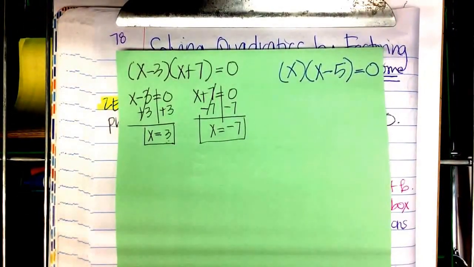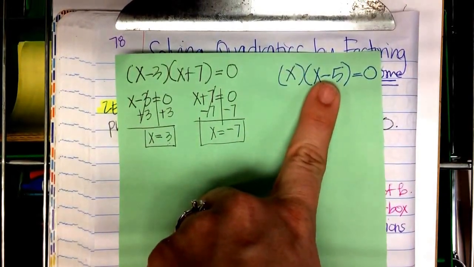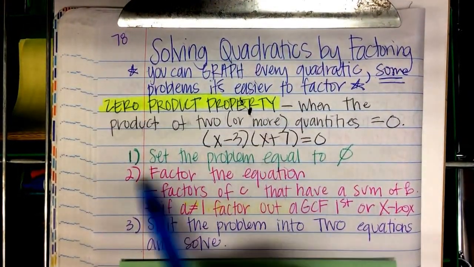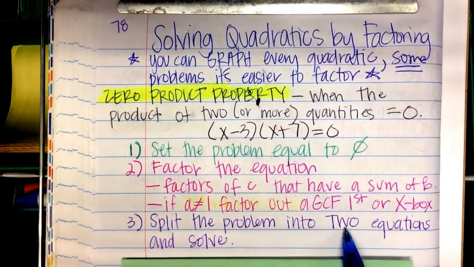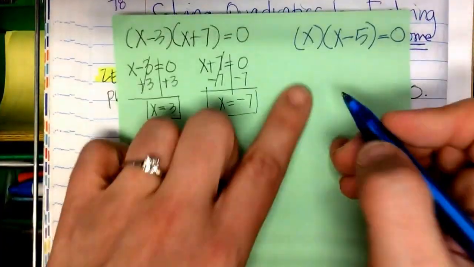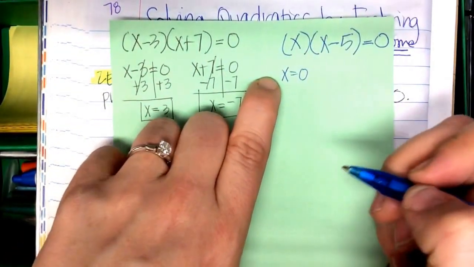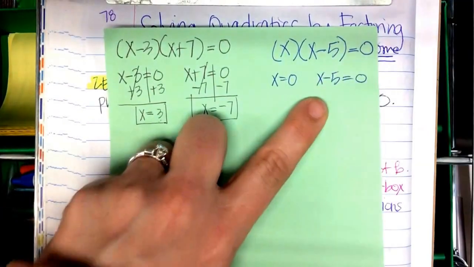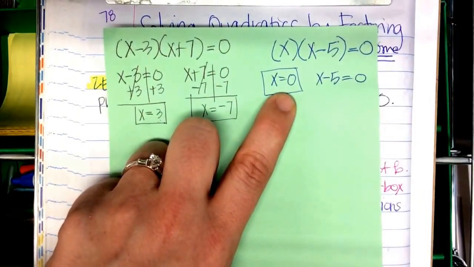So this is already factored. My first factor is x. My second factor is x minus 5 equals 0. Set the problem equal to 0. Done. Factor the equation. Done. Split the problem into 2 equations and solve. So what's my first equation? X equals 0. What's my second equation? X minus 5 equals 0. This is awesome. Done.